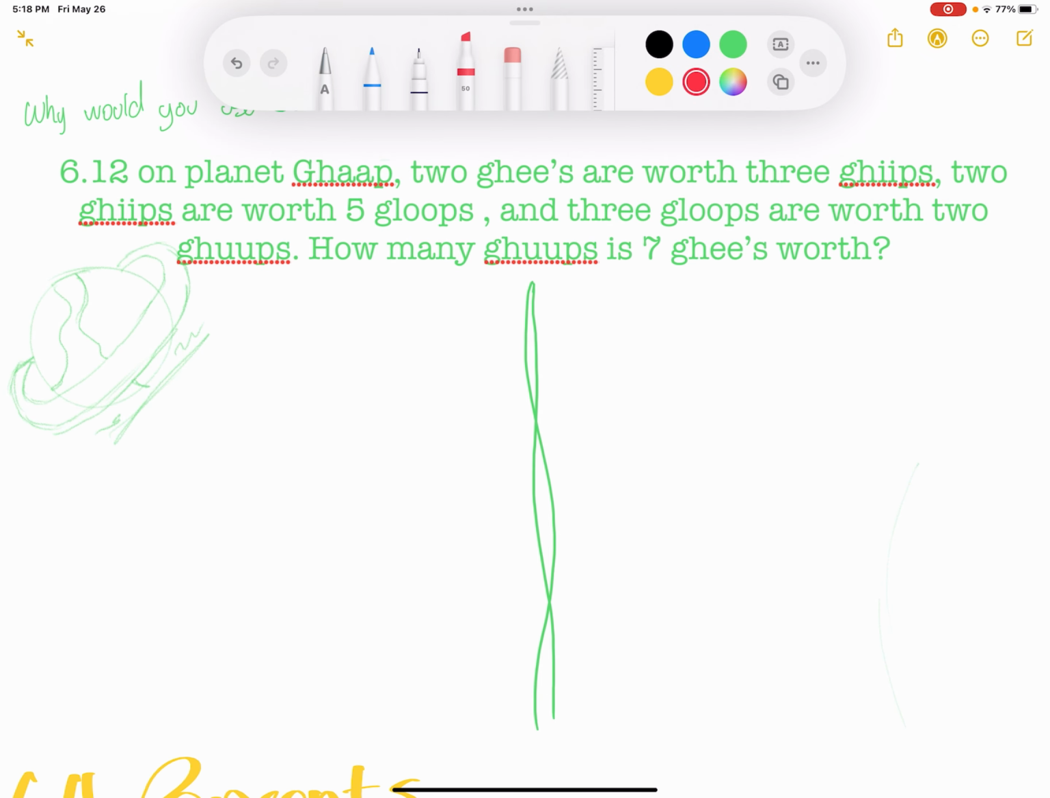On planet Gap, 2 geese are worth 3 gips. 2 gips are worth 3 gloops. 3 gloops are worth 2 gups. How many gups is 7 geese worth?